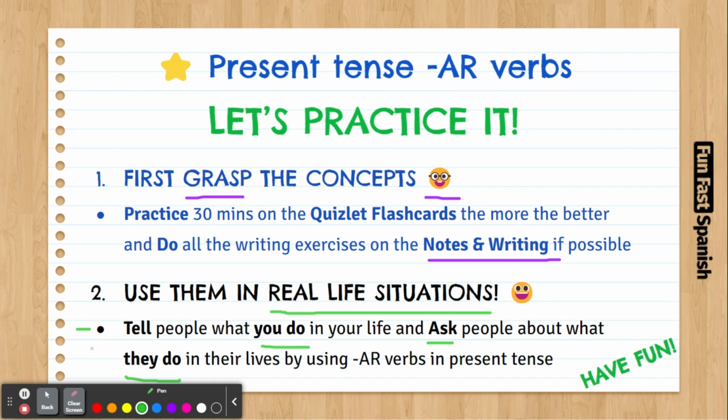Of course, if you don't have friends to talk to, it's kind of hard, but if it happens that you meet a person, this could be the first thing you can do. We already learned how to introduce yourself, so you can do that first, and then you can ask the person what they do in their life. That's great. And yeah, this is fun.